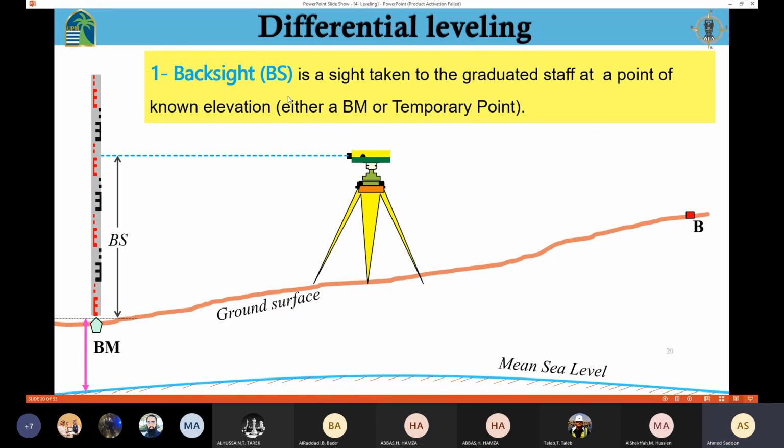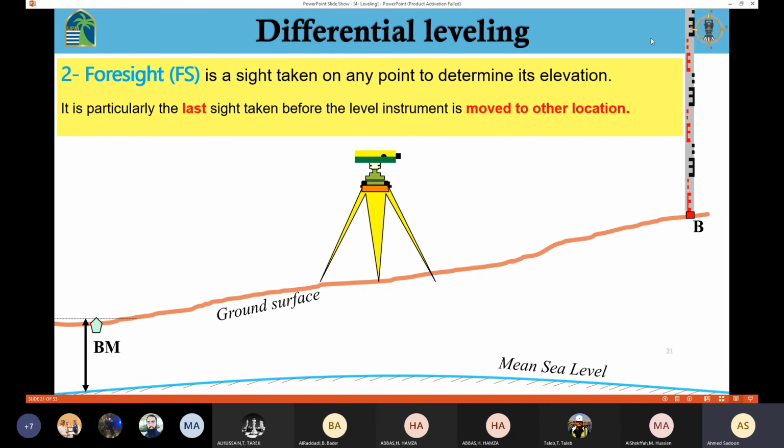So the backsight is defined as a sight taken to the graduated staff. This one is a graduated staff at a point of known elevation. It could be a benchmark or it could be a temporary point. The point is, when you place the staff on a known point, we call this backsight. Then I'm going to place the staff on the point which I don't know its level, and I'm going to get the reading.